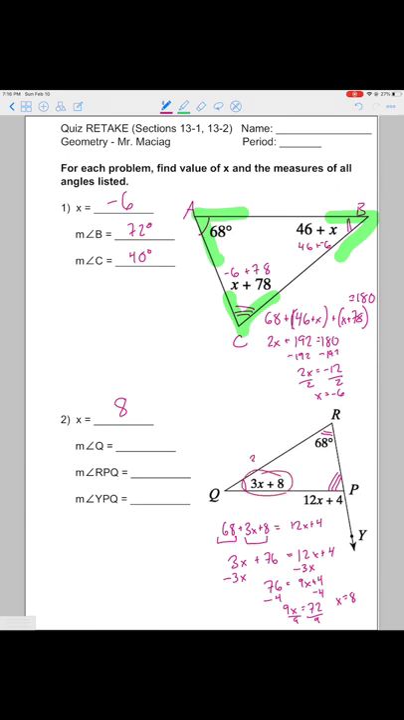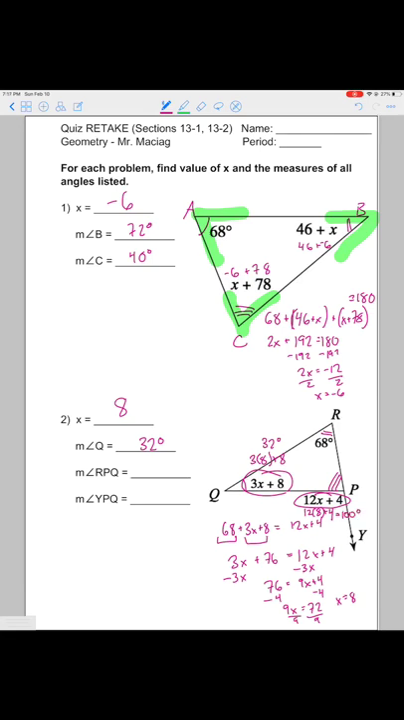So this would be 3 times 8 plus 8, which is 24 plus 8, which is 32 degrees. That's angle Q, perfect. And then now for this one right here, we do 12 times 8 plus 4. 12 times 8 is 96, plus 4 is 100.